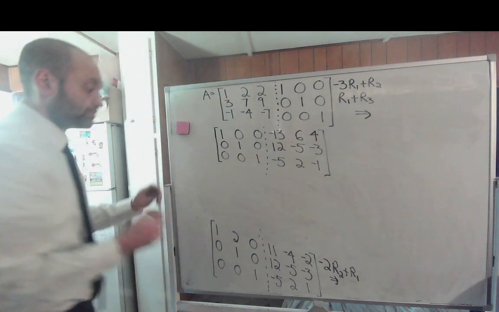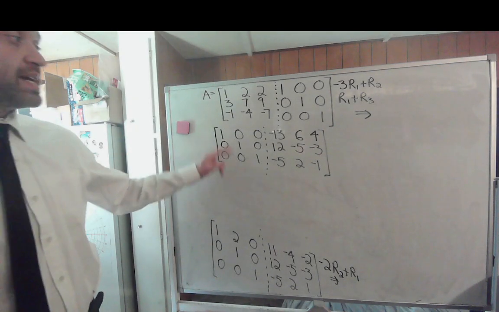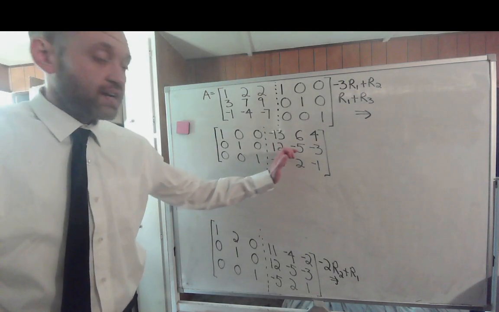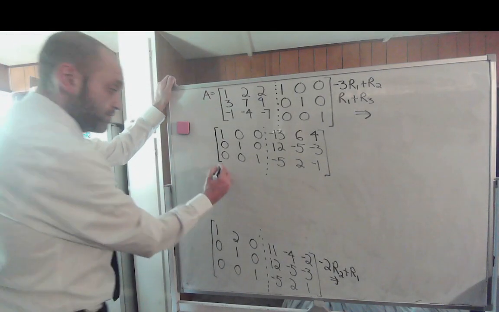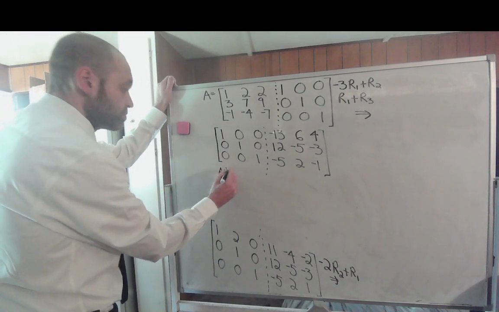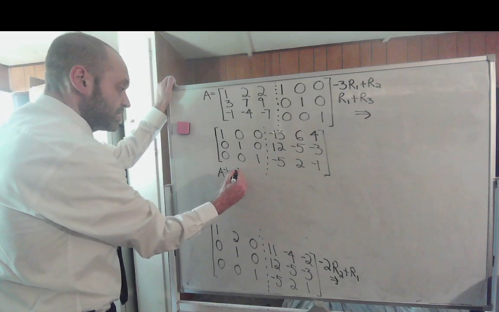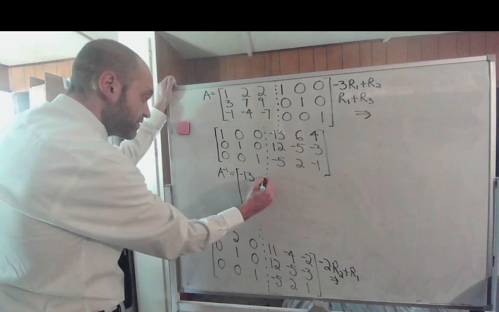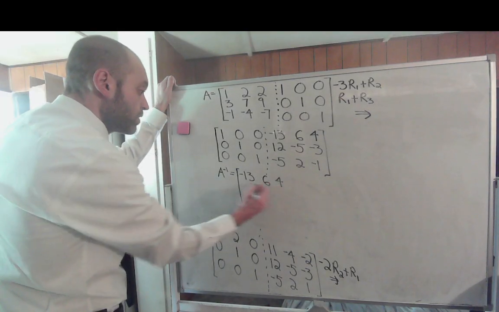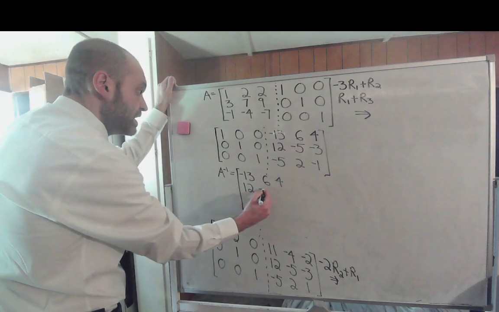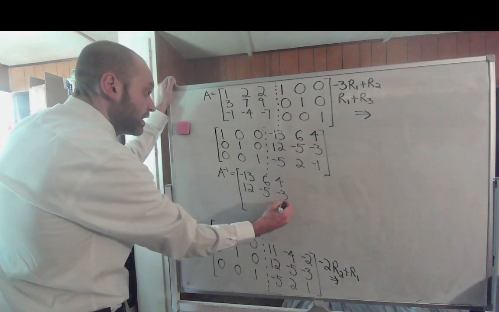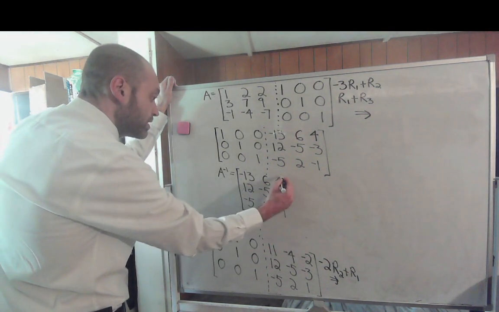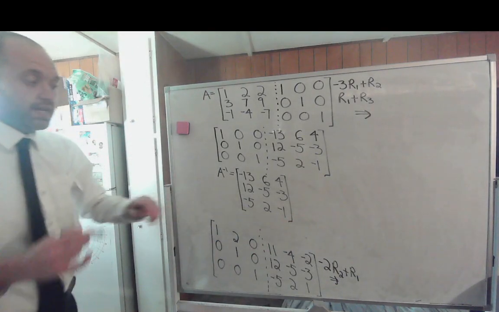And what do you know? You have now the identity matrix on the left-hand side, which is exactly what you want. This side of the augmented matrix is actually your inverse matrix. So A inverse would equal this right-hand side of the augmented matrix. You would end up with the inverse of A would be negative 13, 6, 4, 12, negative 5, negative 3, negative 5, 2, and negative 1. That would be your A inverse matrix.